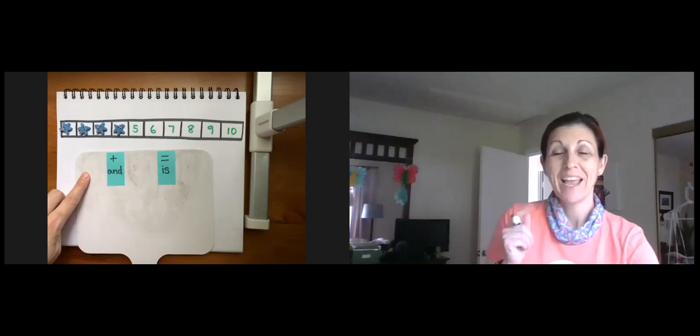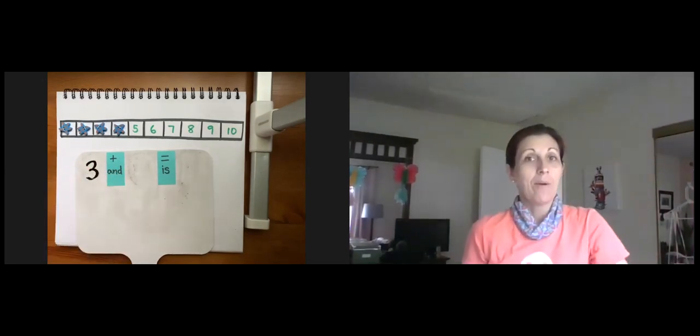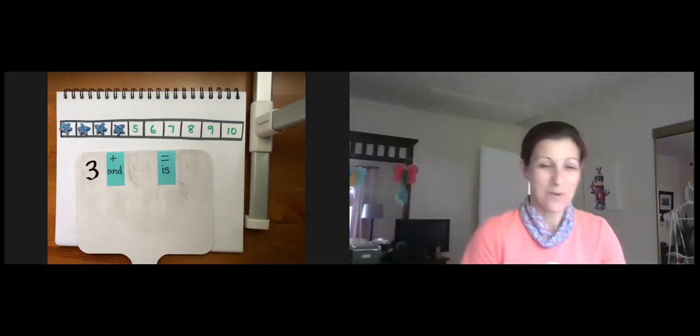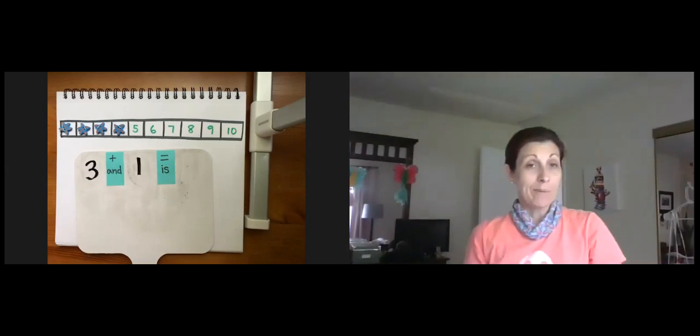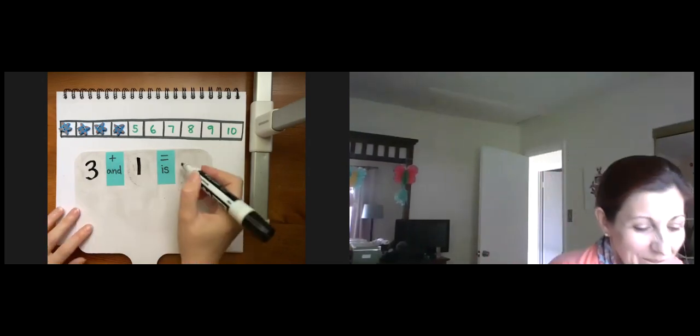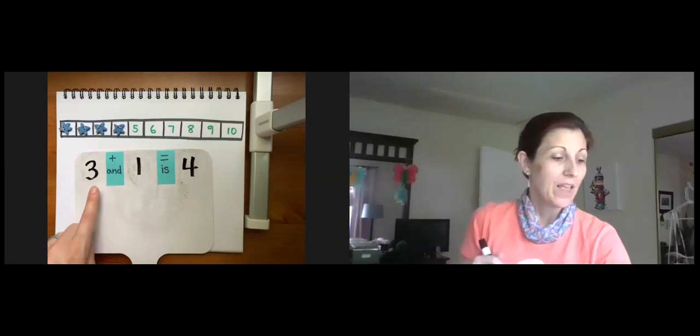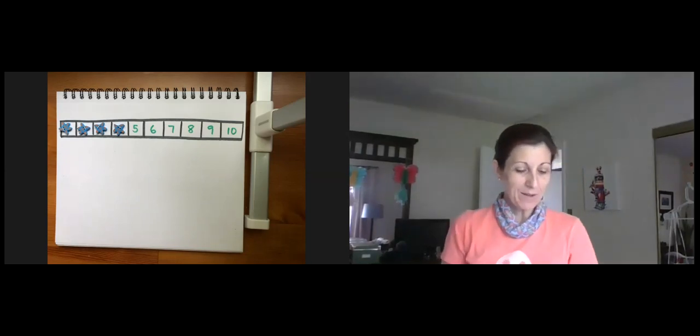Let's see what you remember. How many starfish did Juan find? 3. And how many more starfish did Juan find? 1. So how many starfish did Juan find all together? 4. This number sentence can be read in 2 ways. Read it with me. 3 and 1 is 4, or 3 plus 1 is 4. Okay? All right. Let's do another story.